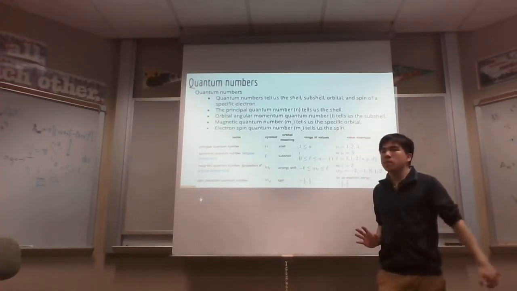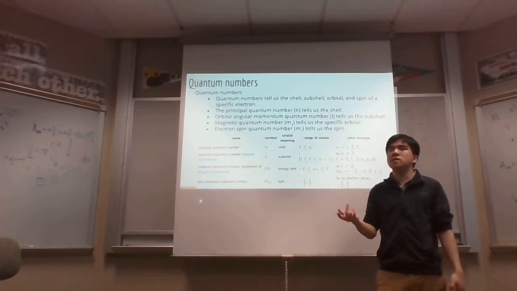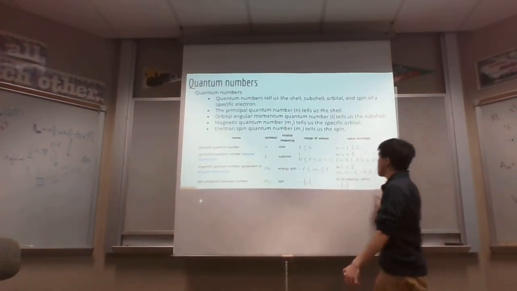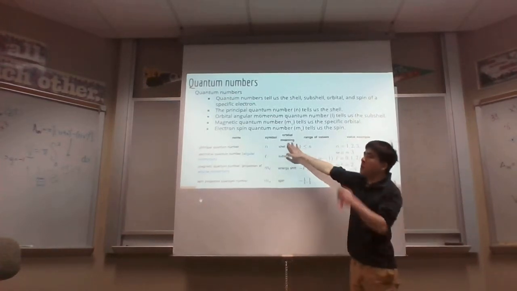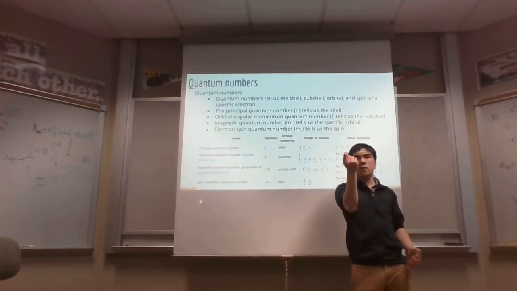And then in each orbital, you have 2 electrons, and those electrons have opposite spin, so MS refers to the spin. So these are identification for showing you the exact electron.